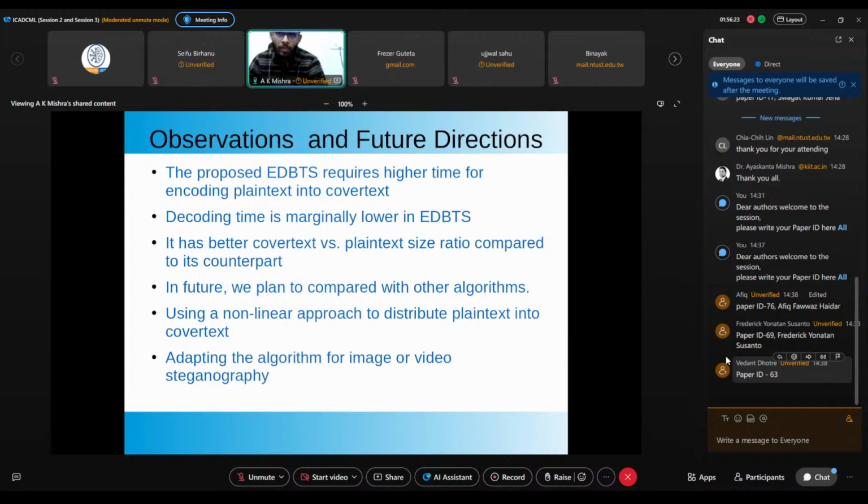So now we will discuss what our observations were and what the future directions can be. Our encoding time was higher than that of the base work. Our decoding time was marginally less. Our cover text to plain text size ratio was better than that of the base work, which we have taken as the counterpart. In future, we plan to compare it with other algorithms, use a nonlinear approach to distribute plain text into cover text, and finally adapt the algorithm for image or video steganography, and we are working on that.